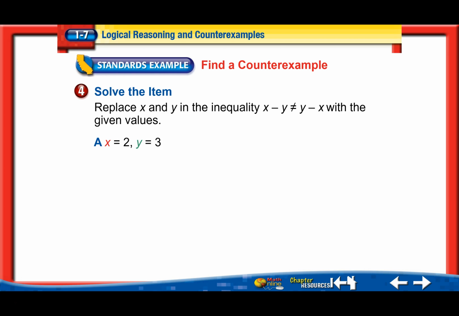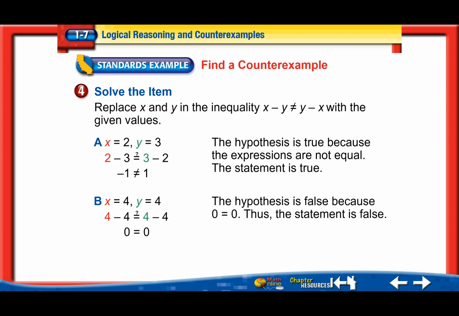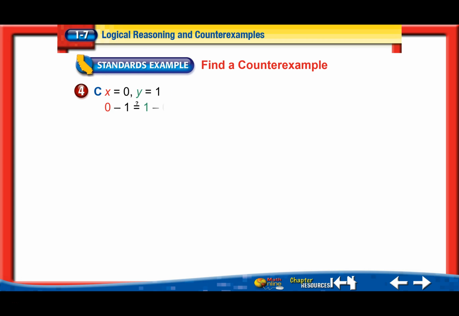So we replace them in. The hypothesis is true, but the expressions are not equal. So the hypothesis was, if you flip x and y, they're not equal. So 4 and 4. Oh boy, here might be the one that gets it. 4 minus 4 equals 0. So the original statement, x minus y is not equal to y minus x, is false for letter B. Try the other ones real fast.